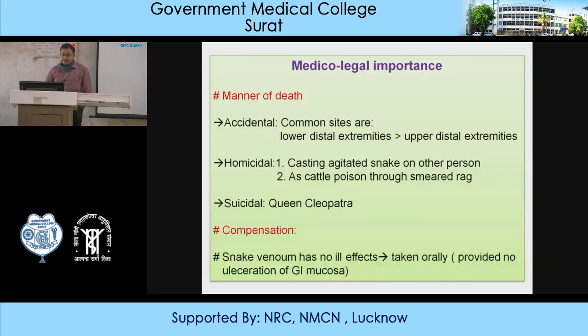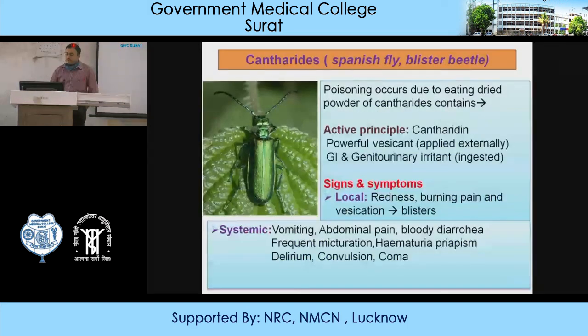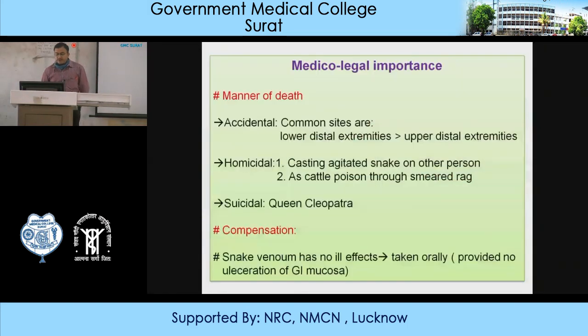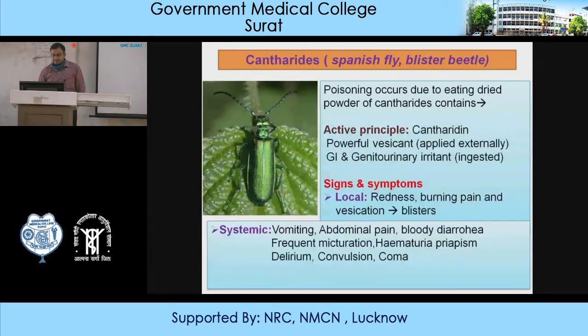Now medico-legal importance. Manner of death: accidental, common sites are lower distal extremity, upper distal extremity. Homicidal: casting an aged snake on the other person, or as cattle poison through a smeared rag. Suicidal: Queen Cleopatra of Egypt is known to have died by suicide by cobra. Now compensation: snake venom has no ill effect when taken orally, provided no ulceration of GI mucosa. Now cantharides.